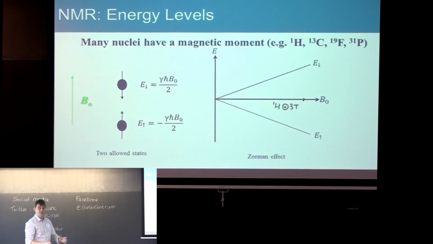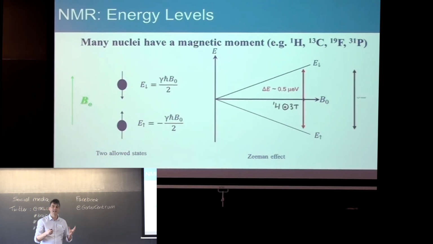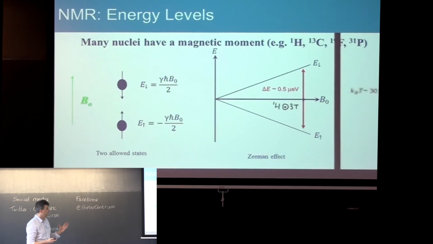So at 3 Tesla, which is a sort of magnetic field that we often use for magnetic resonance imaging, the energy difference between these two states is about half a micro electron volt, about half a millionth of an electron volt, which is a very small energy compared with the sort of amount of thermal energy that's available at room temperature. So that energy is more like 30 millielectron volts. And so there's lots of thermal energy which is much greater in magnitude than this small energy difference.